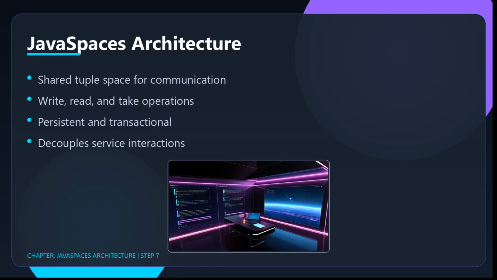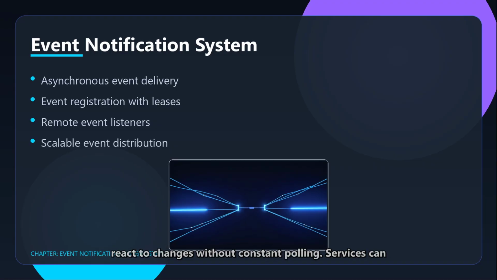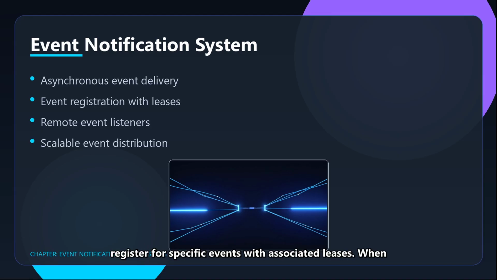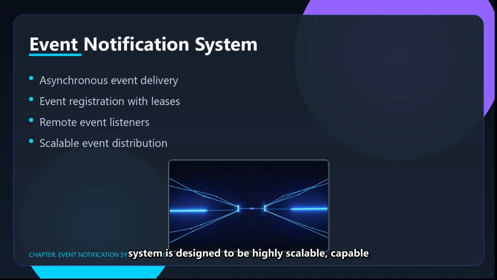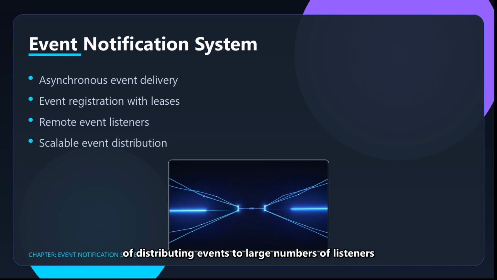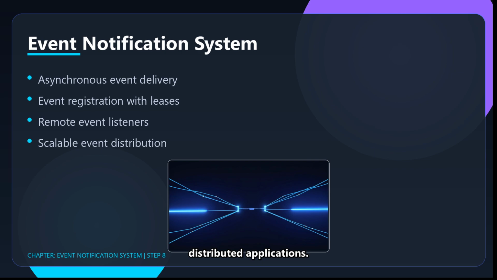Apache River's event notification system enables services to react to changes without constant polling. Services can register for specific events with associated leases. When events occur, remote listeners are notified asynchronously. This system is designed to be highly scalable, capable of distributing events to large numbers of listeners efficiently. It's particularly useful for building responsive, event-driven distributed applications.